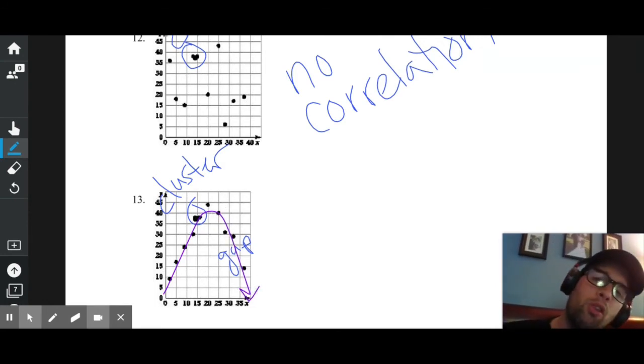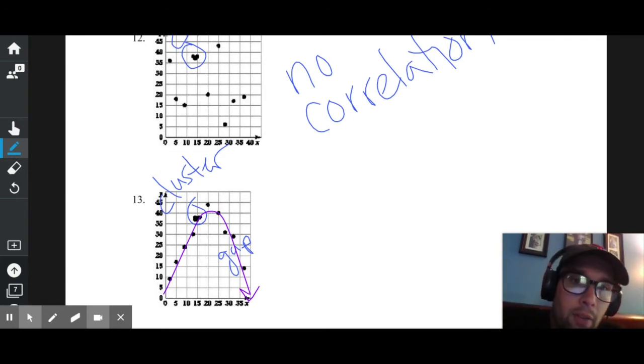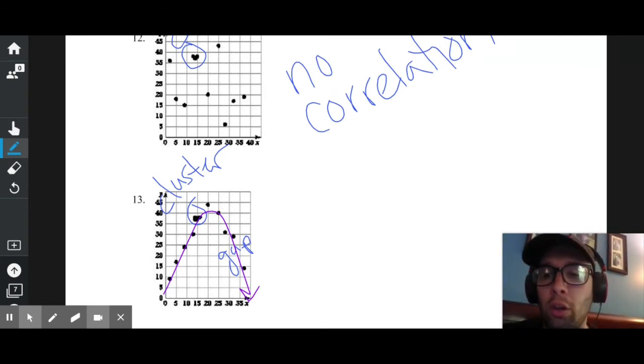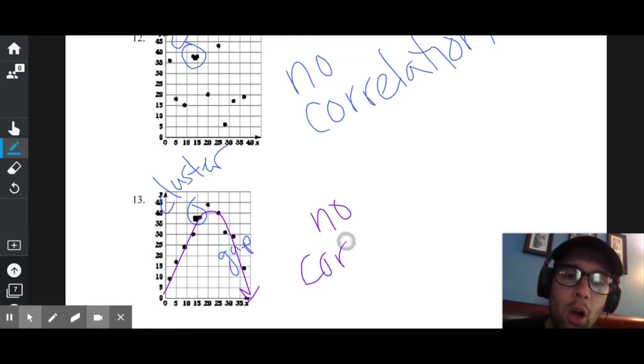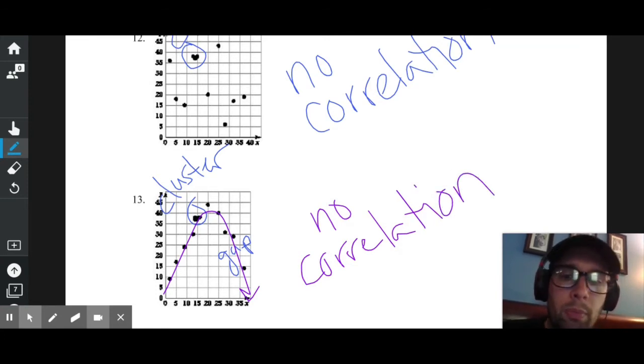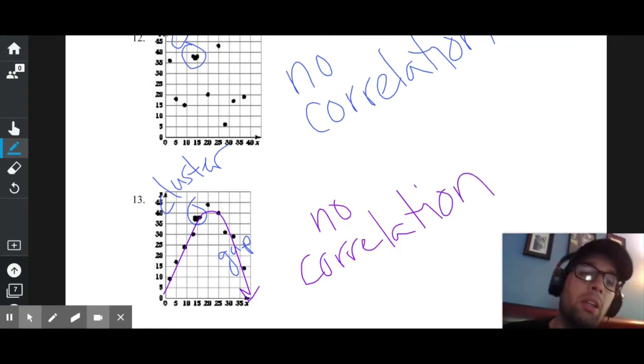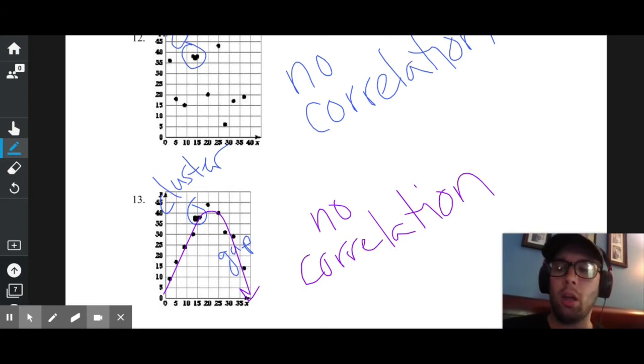The problem is, as far as correlation, is I don't have a linear correlation. And there's no such thing as positive and negative. So again, this is a no correlation. What I have is a non-linear correlation that's going up and then down, which means it's no correlation. Okay?